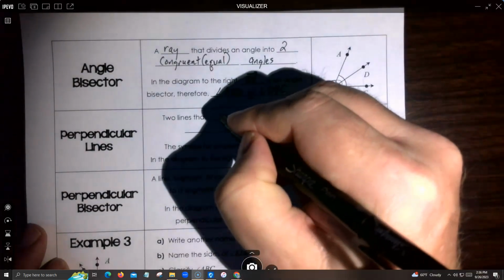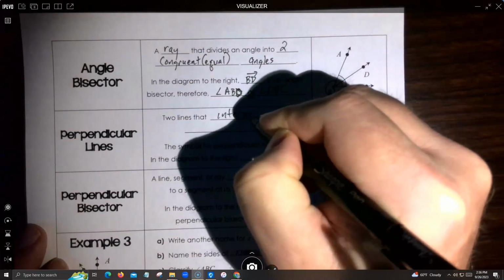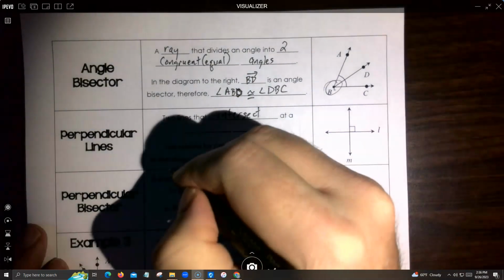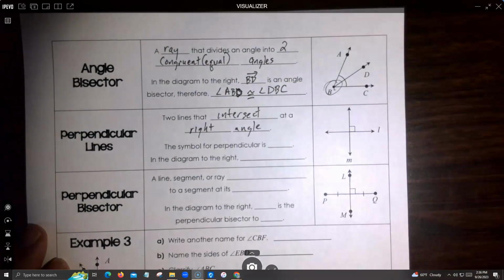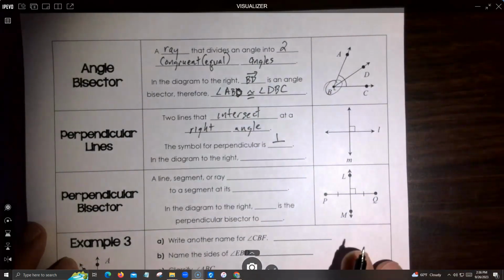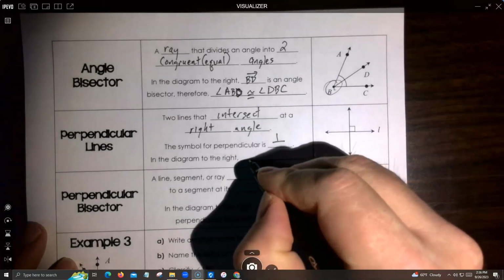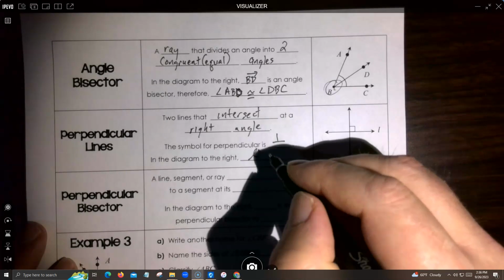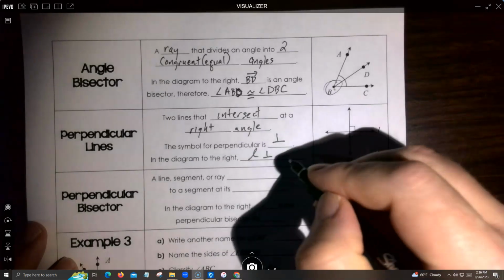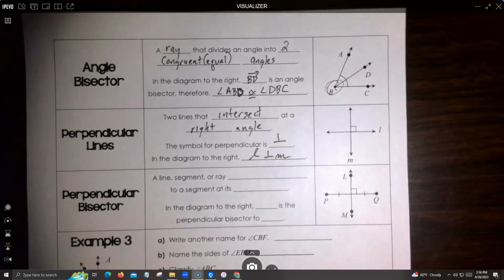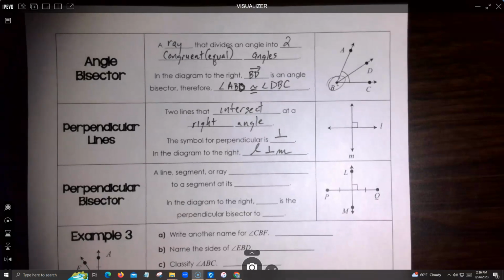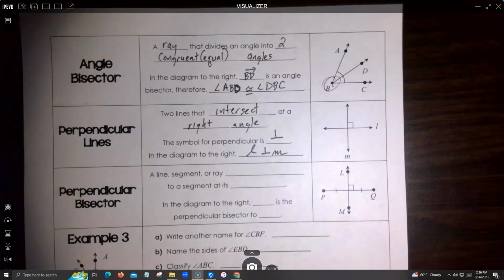Okay, two lines that intersect at a right angle. The symbol for perpendicular looks like an upside down capital T. So in this diagram to the right, line L is perpendicular to lowercase m, which is also the naming of a line. All right, so next we're going to talk about putting those two ideas together: perpendicular bisector.